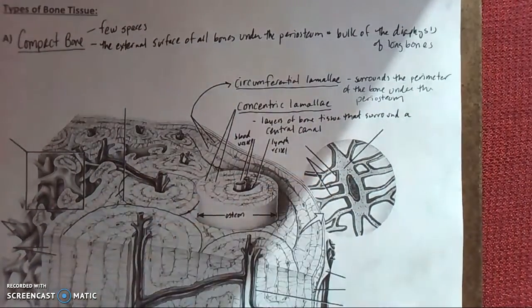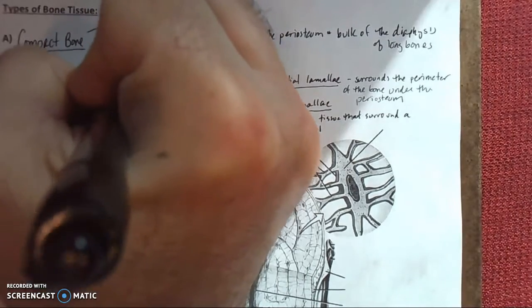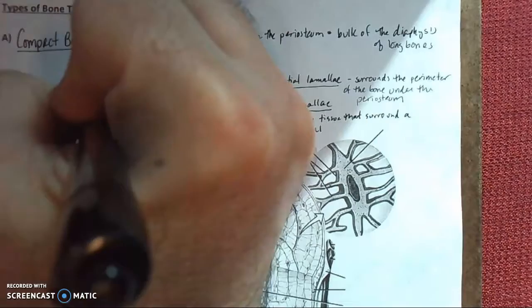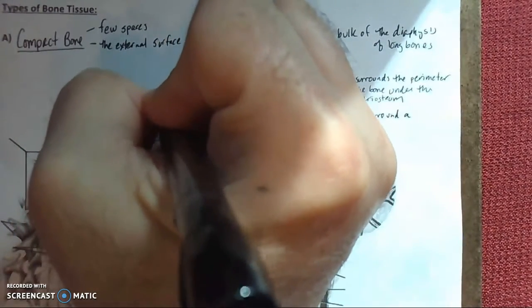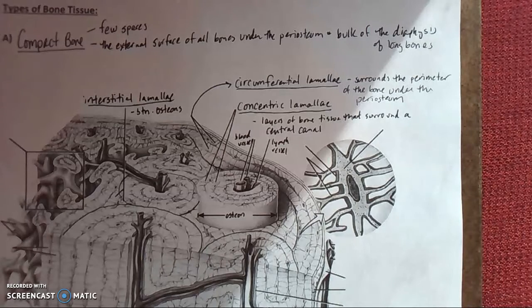We also have the spaces here. This is called interstitial lamellae. This is between osteons. So all of these lamellae are going to be layers of bone tissue, and we have three different ones: concentric, circumferential, and interstitial.